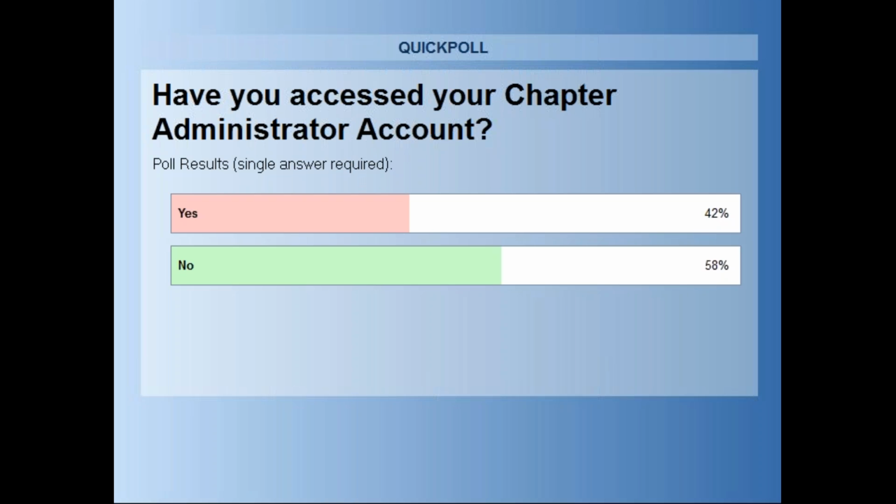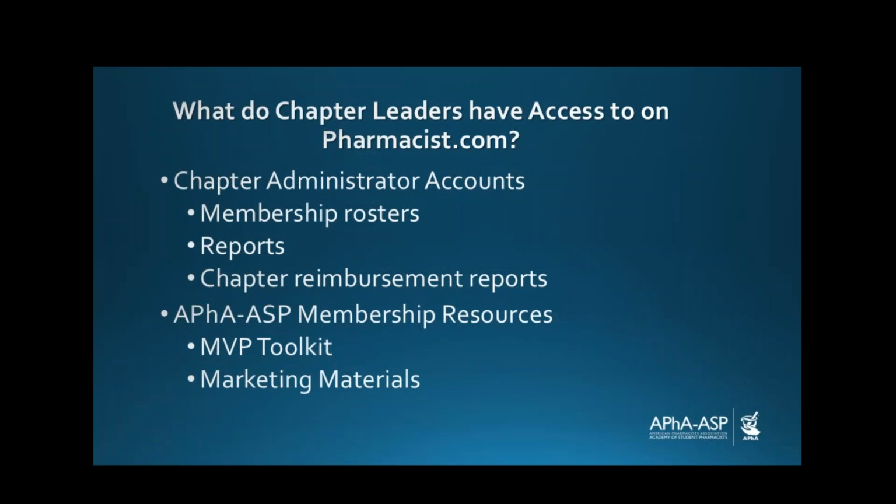Now I just want to talk about what the chapter administrator account is and what you have access to on this account. Your chapter administrator account is an account that is set up for your chapter personally that has membership rosters, reports, and chapter reimbursement reports. You can also find information to set your chapter goals on it. All of the information to run your chapter business is found on your chapter administrator account.